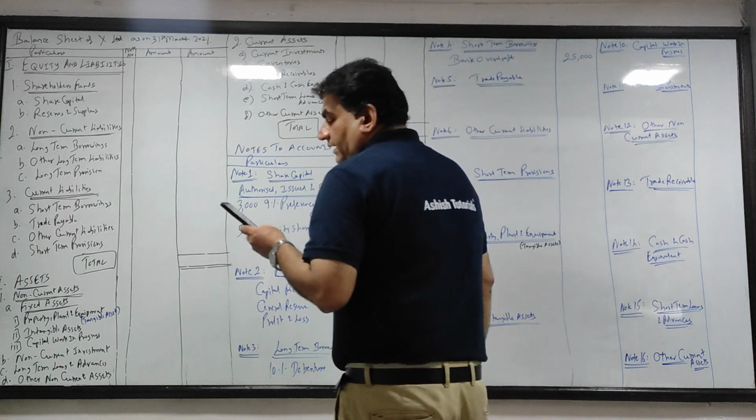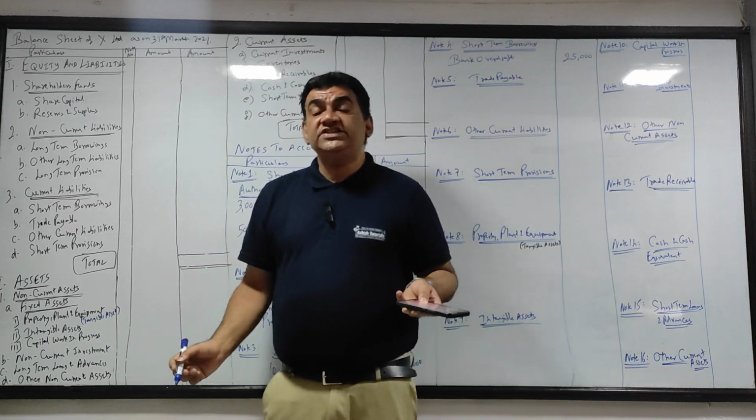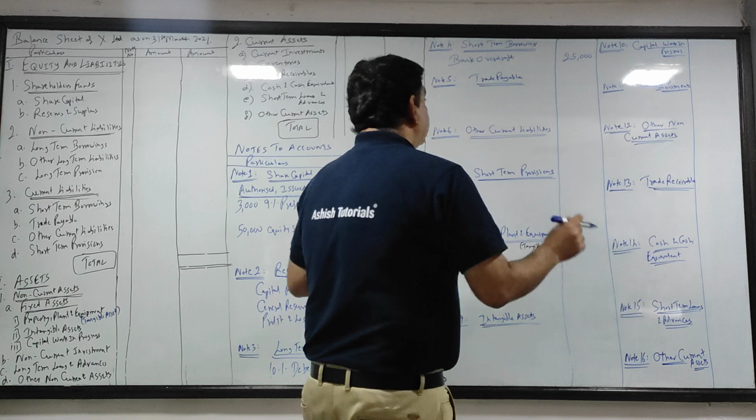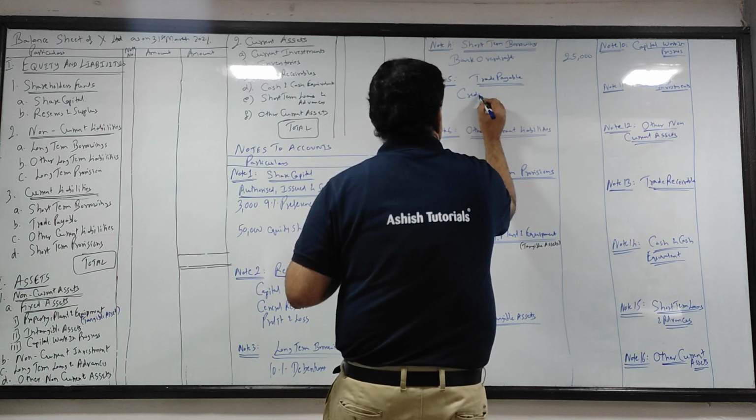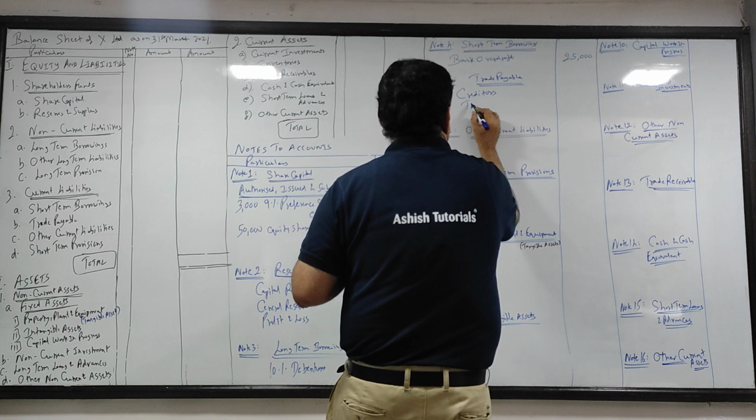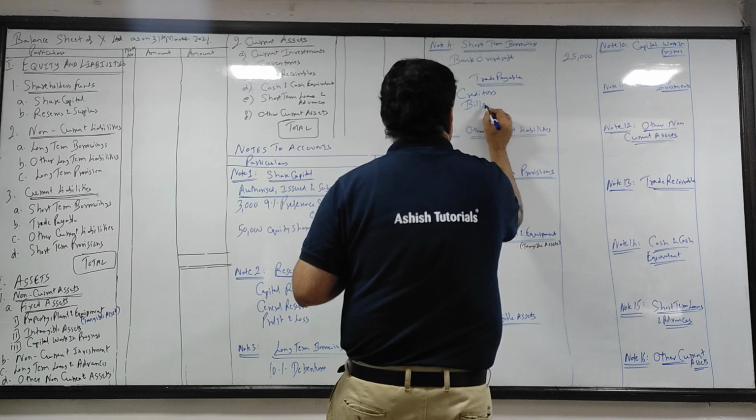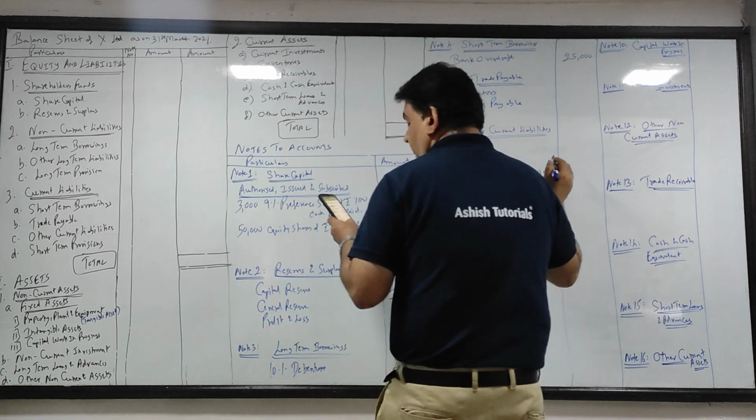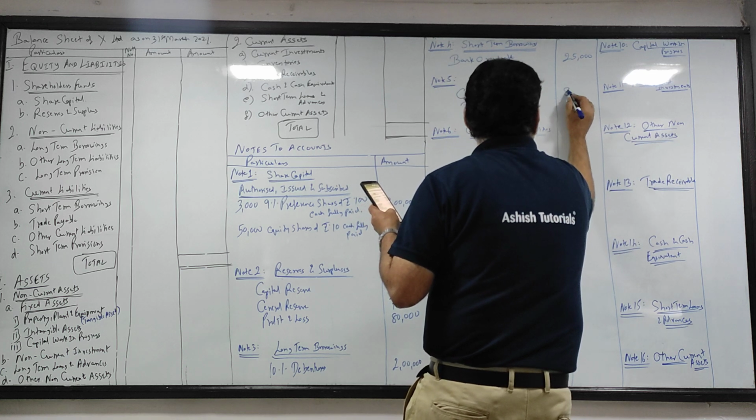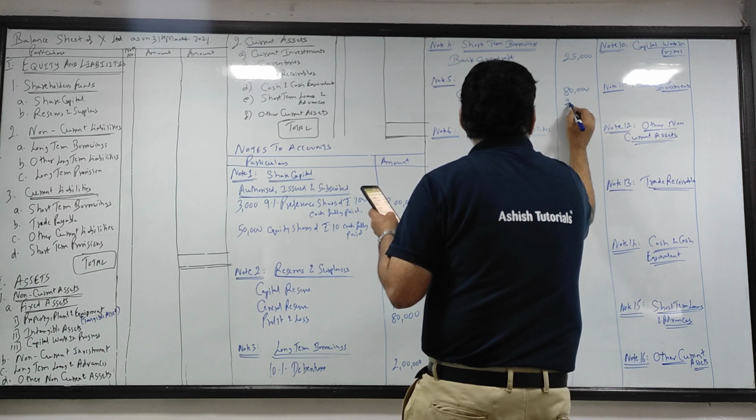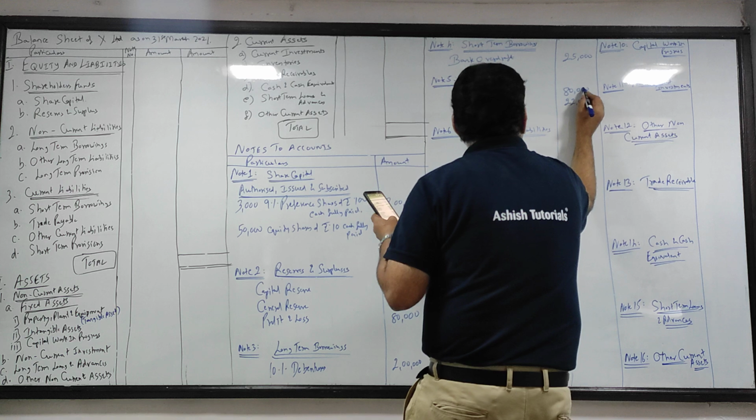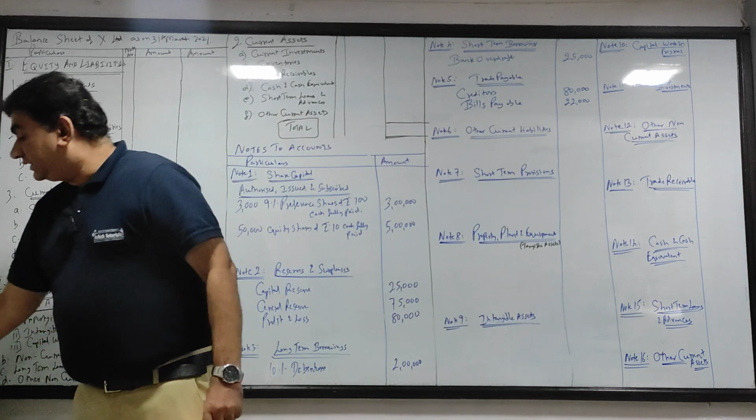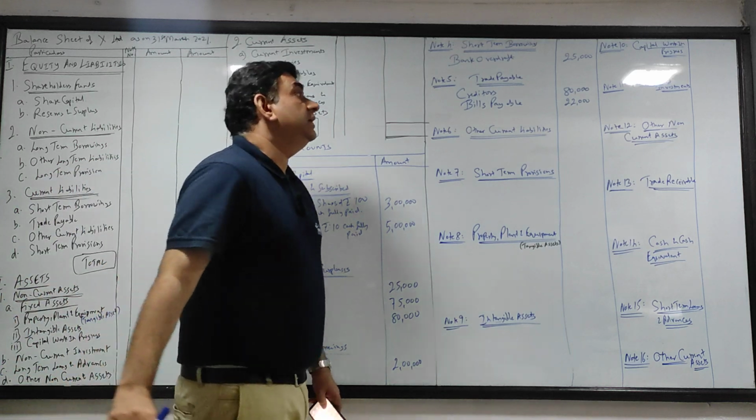25,000. Creditors, bills payable. As we discussed, both are a part of trade payable. So come to trade payable. Creditors and bills payable. So creditors 80,000, bills payable 22,000.